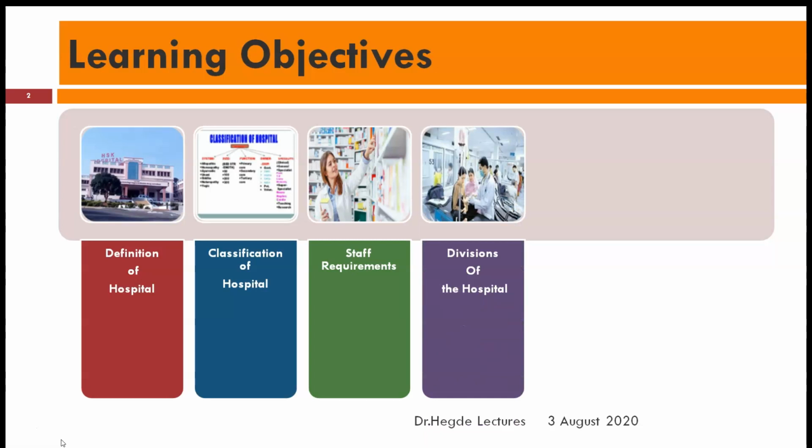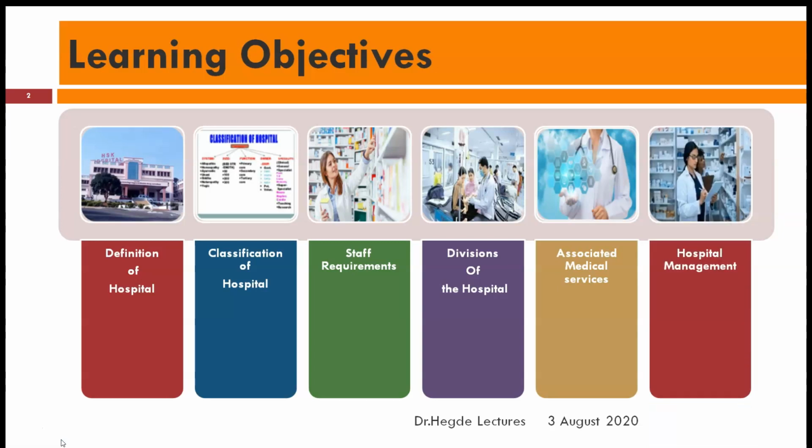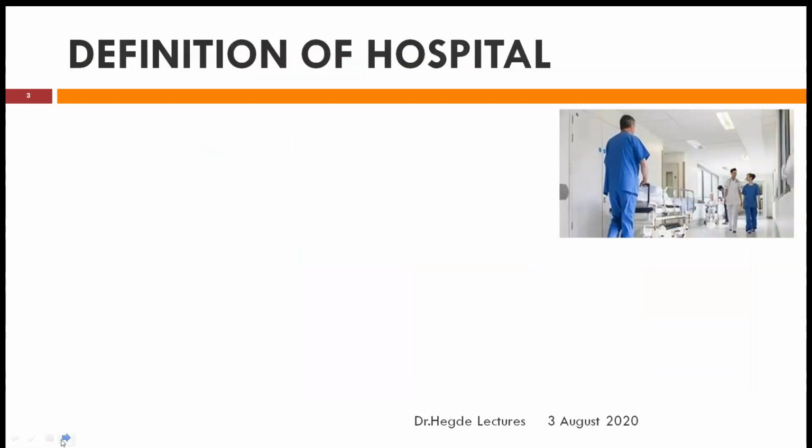Then how hospitals are divided, that means the divisions of the hospital, and the associated medical services included in the hospital which provide patient care. Lastly, we'll be seeing the management part, how to manage the hospital, that is called hospital management. Now let us understand the definition of hospital, how we define the term hospital.